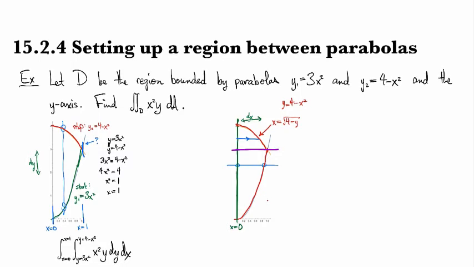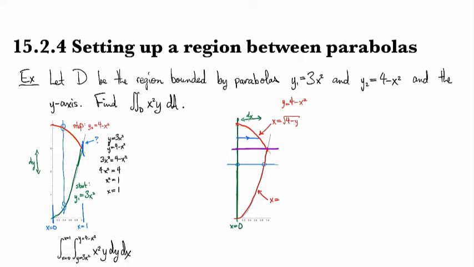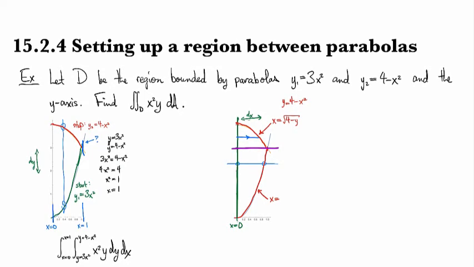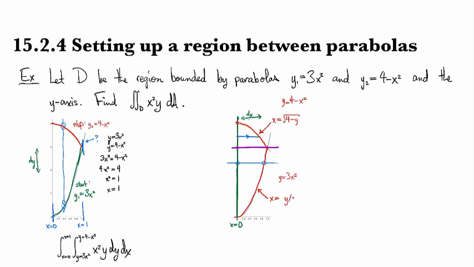Meanwhile, down here, we have the bounding curve of x equals, and now we look at the other parabola, which was y equals 3x squared, and so we see that this is going to be the square root of y over 3. So, what's really going on? This region is not an elementary region. There are two elementary regions, one of which is this one down here.